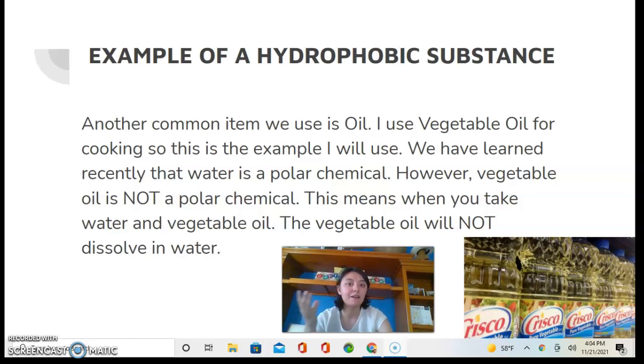Meaning if you mix vegetable oil and then water together, it will not mix. In fact, the oil will sit on top of the water instead of actually dissolving in it.